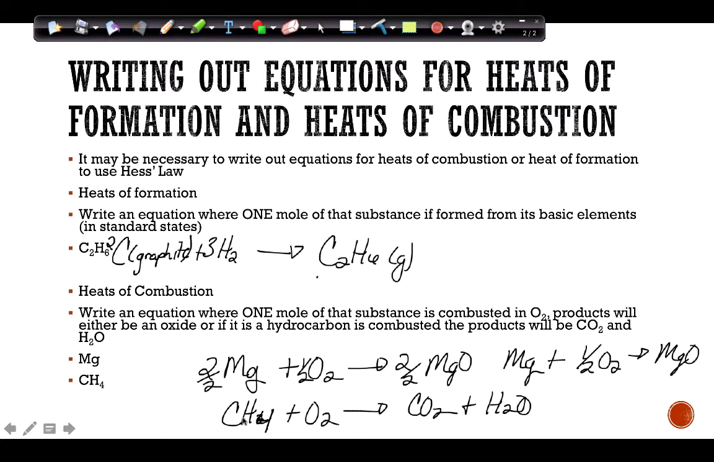All right, so let's balance. I need 2 more waters and then 2 of those. And this is okay because I still only have 1 mole of methane. The reason that this might be important is because you can be given a problem with heats of combustion and maybe heats of formation, and you need to get an overall reaction. Well, if you're given a heat of combustion and heats of formation, you can write out these equations and use Hess's law to get a different reaction.